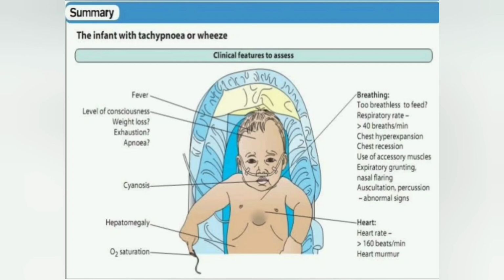Then next one, apnea. Apnea means a very minimal level of breathing. The next one, hepatomegaly. Hepatomegaly means enlargement of the liver. Cyanosis, due to the lack of blood supply to a part of the body. Next one, decreased O2 saturation. The normal O2 saturation is above 90. During wheezing, the baby will have decreased O2 saturation. The next one, breathing. The baby will have too much breathing difficulty. Then heart rate, which will be high, more than 160. Okay, so these are the main clinical features of wheezing: fever, decreased level of consciousness, weight loss, exhaustion, apnea, cyanosis, decreased O2 saturation, hepatomegaly, and increased heart rate.